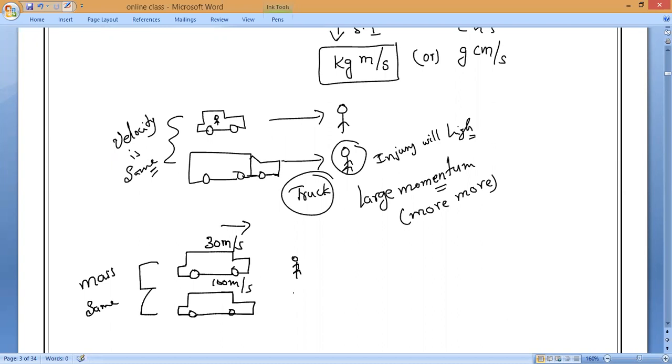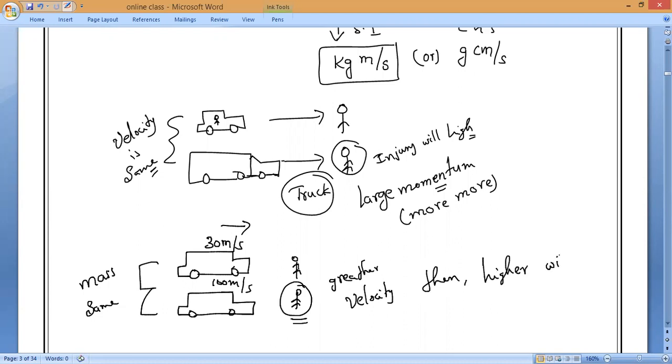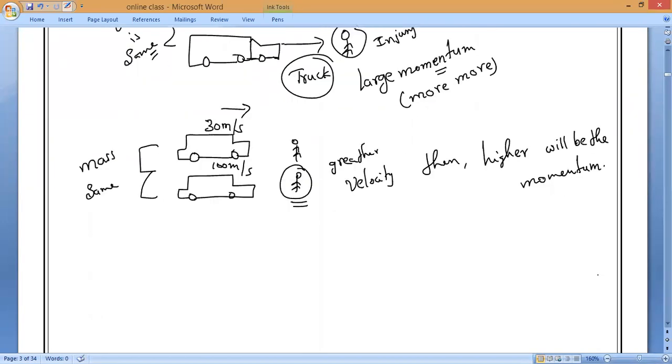Now, both are hitting one person. Then you tell me, in which case will he be injured more? In the 100 meters per second case. Why? Because the velocity is greater, so the greater the velocity, the higher the momentum. That is what we proved. Yes or no? Please respond. Higher will be the momentum. Yes, understand? Today's class continues with this statement.